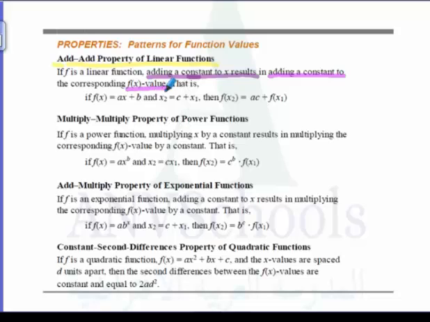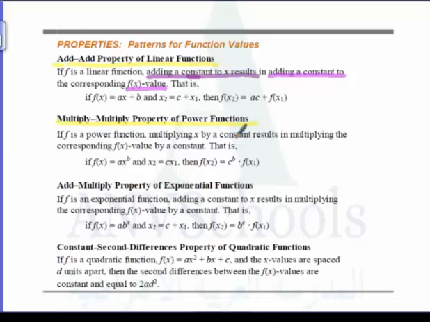So if f of x is equal to ax plus b, and x2 is equal to c plus x1, then f of x2 is equal to a times c plus f of x1. Okay? We have the multiply property of power functions. In this multiply property, if your f is a power function, then multiplying x by a constant results in multiplying the corresponding f of x value by another constant.